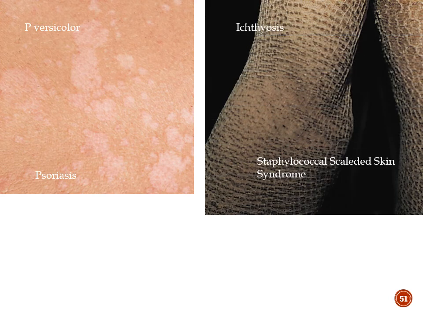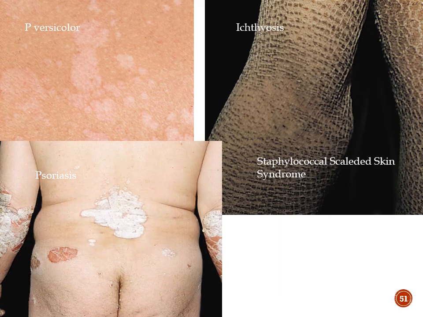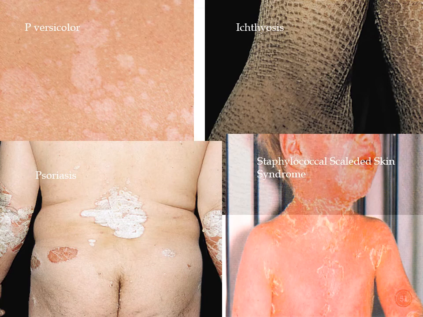Some scales vary in size. Some are fine, delicate, and briny, like in pityriasis or tinea versicolor. Others are coarser or plate-like, often seen in ichthyosis. Some are stratified or silvery in color, seen in psoriasis, and some present as large sheets of desquamated epidermis, often seen in TEN and staphylococcal scalded skin syndrome.